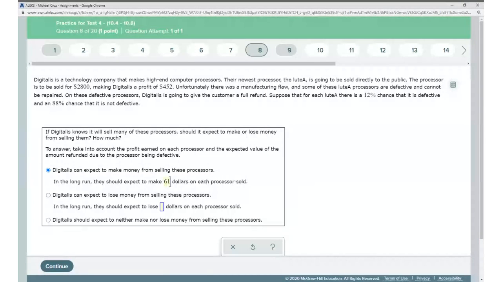So the company can expect to make $61.78 per unit, and that's in the long haul. That's not for any particular one, because remember, they're either going to make $452 or they're going to shell out $2,800. Those are the only two options. But when we take into account the probabilities and all of these things in context, this just tells us what we could expect to happen overall.